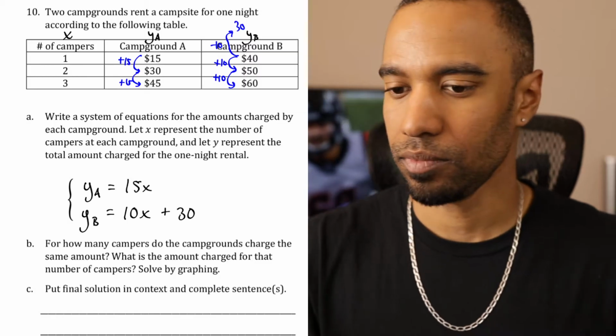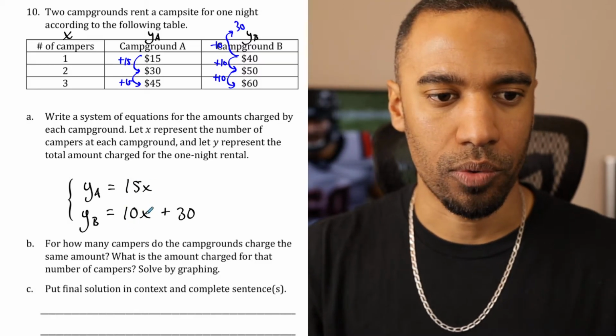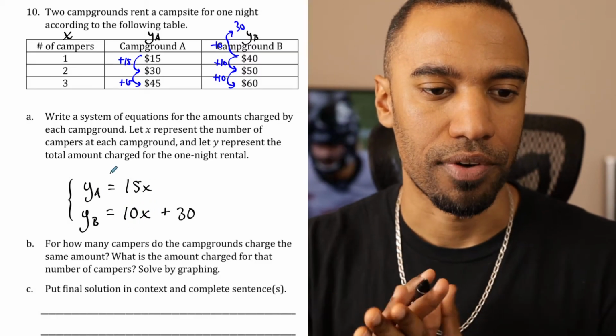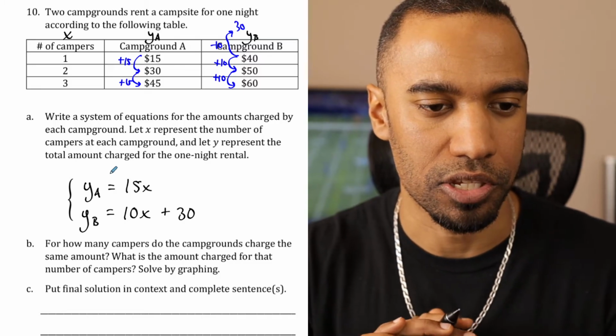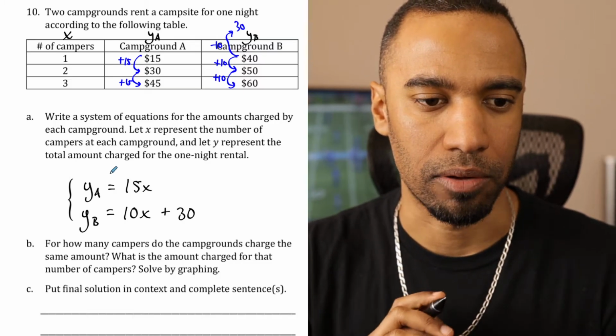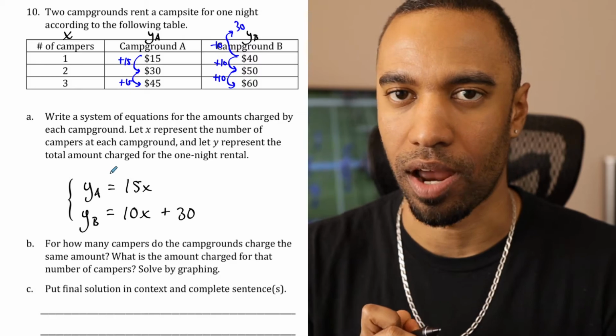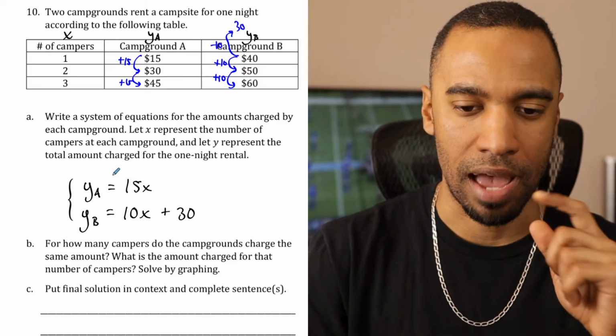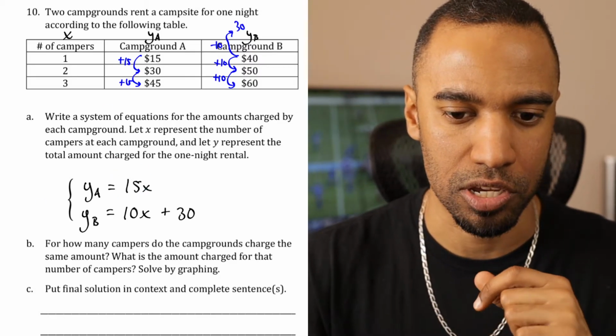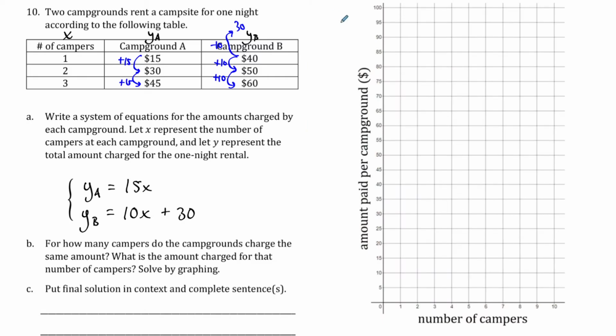Okay, let's keep going here. These are the 2 equations. So part B says for how many campers do the campgrounds charge the same amount? What is the amount charged for that number of campers solved by graphing? So somewhere on that graph, let me show you that graph again. Let me take myself away actually. Somewhere on that graph here, if we graph these 2 lines, we're going to find out where they intersect. And if we find out where they intersect, then that's going to say the same number of campers for the same cost.